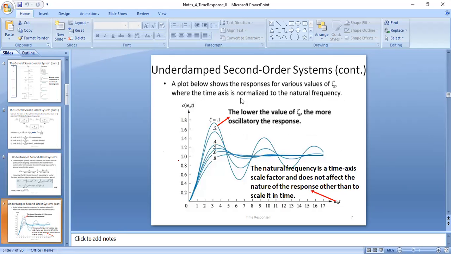Now we already discussed that as you increase the value of zeta, your oscillation will get lower. If you see here, your zeta value is 0.1, so oscillations are more. Now here you see zeta is 0.2. That means as you go downwards, your zeta is getting increased, so your oscillations are also getting decreased.